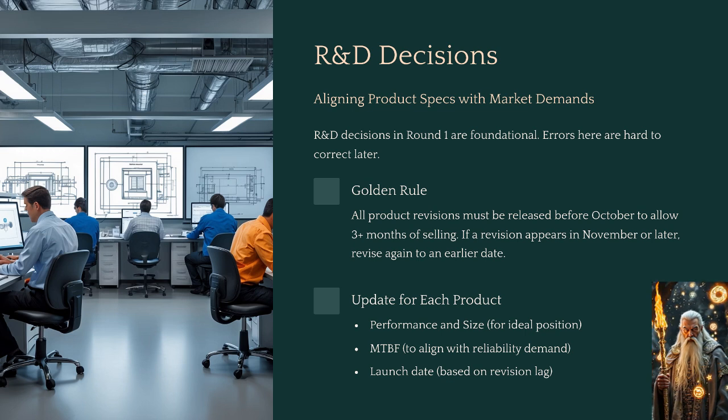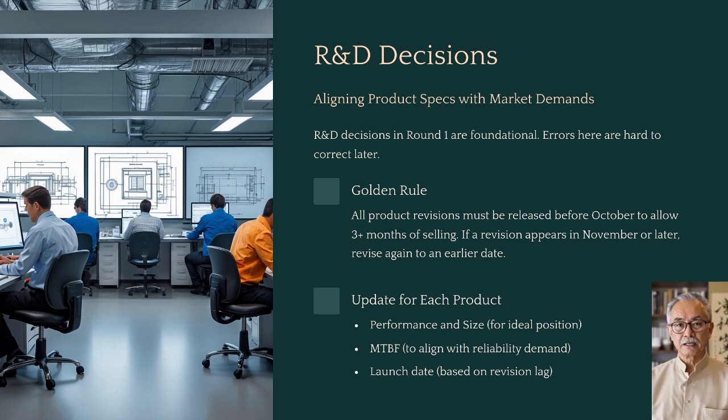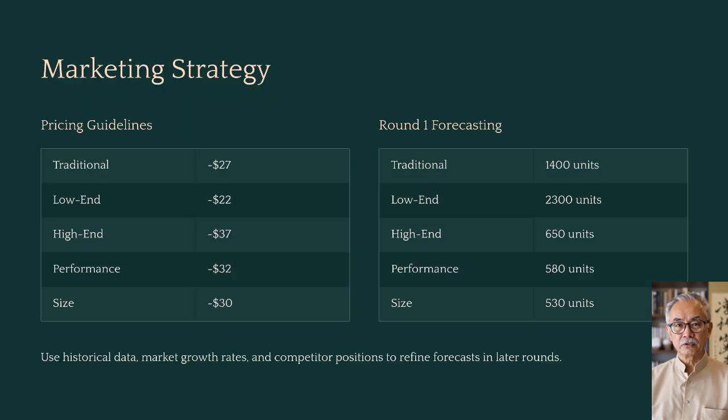For each product: update performance and size for ideal position. MTBF, to align with reliability demand. Launch date, based on revision lag. Section 3: Marketing, setting prices, forecasting sales and allocating budgets. Abacus pricing: each segment has an expected price range.